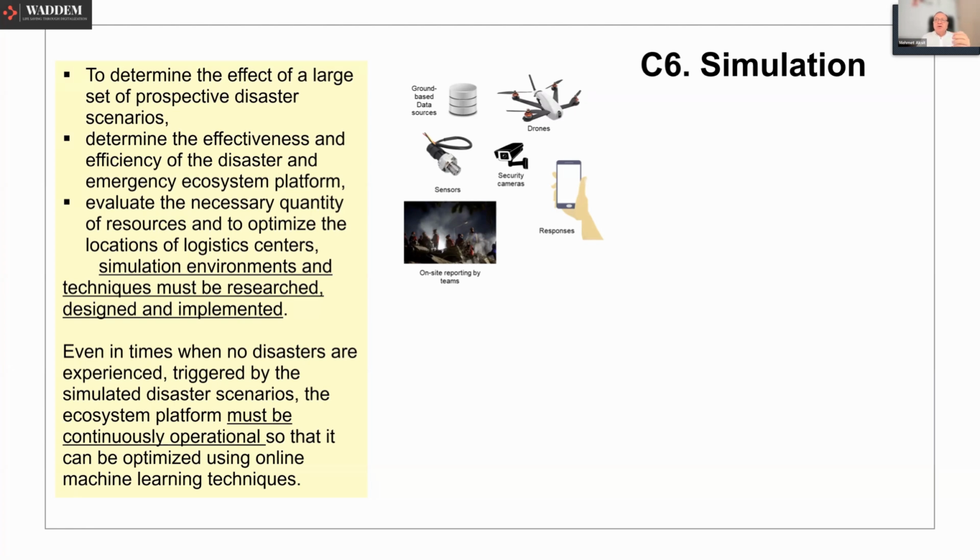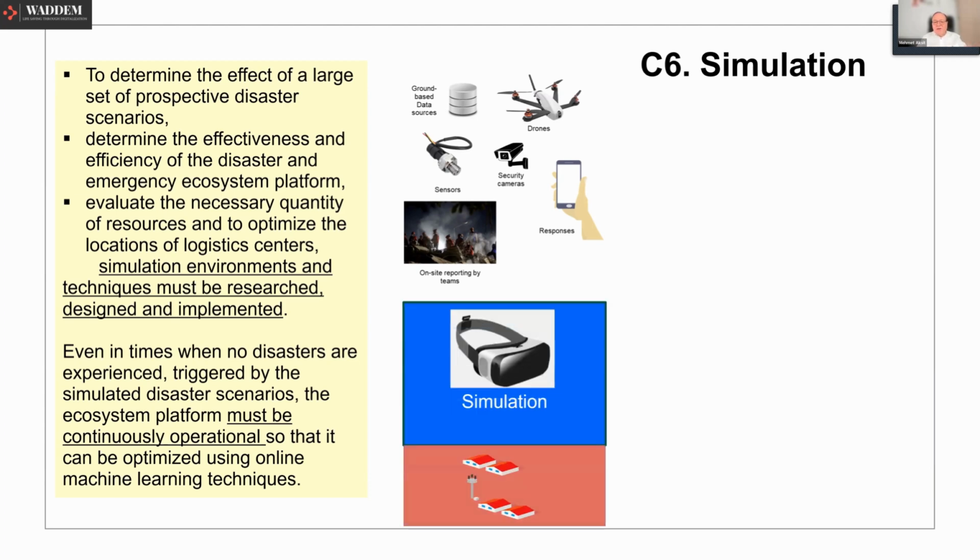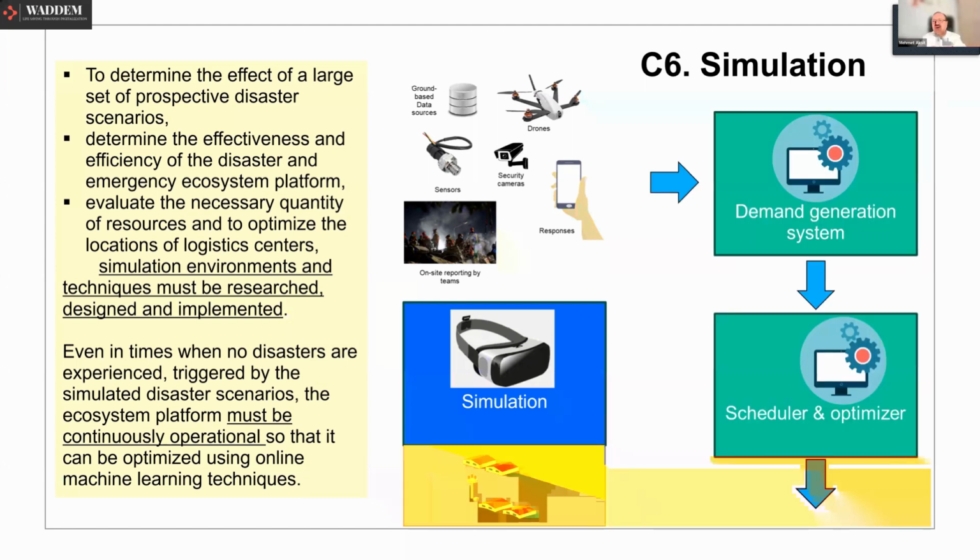Normally, when a disaster occurs, we try to gather information from many data sources. But of course, we want to prepare ourselves before a disaster occurs. Therefore, we need simulation activities. Here we symbolically show that. Here is an example, a flooding simulation. Since we cannot wait to experience such a disaster, we have to prepare ourselves before a disaster occurs. We use this simulation phase. Electronically, we generate signals as if this real disaster has happened. We feed this information, for example, to the ecosystem. In this case, first the demand generation system, scheduler and optimizer, and so forth. So that, as we have listed on the left-hand side, we can optimize our system through machine learning techniques.